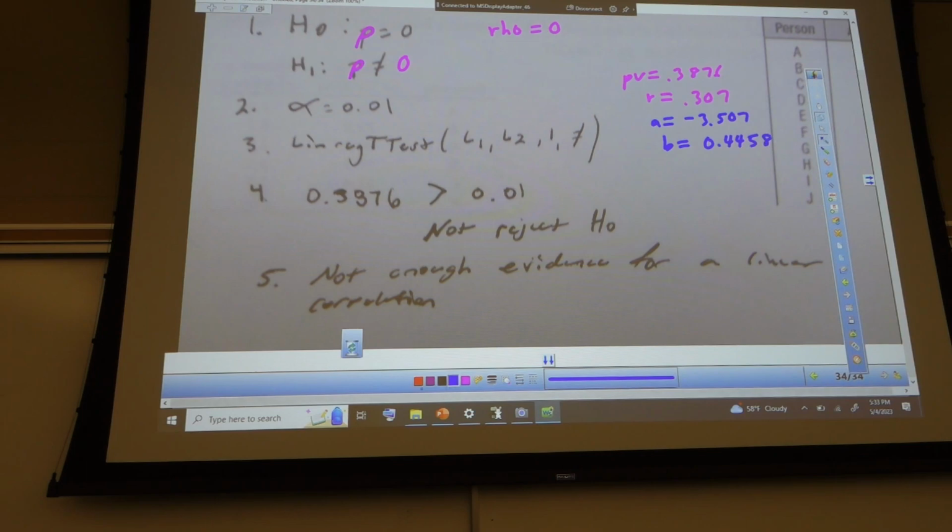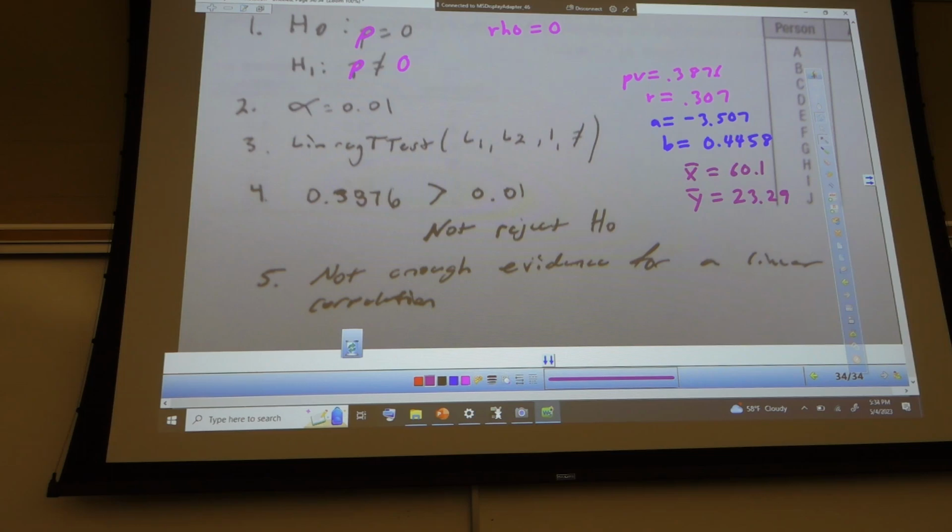Did you get a y bar and an x bar? Did anybody get an x bar and a y bar? Yeah. What did you get? 60.1 for x bar. And y bar? 23.29. Okay, good, good. All right, great. Connor, continue.